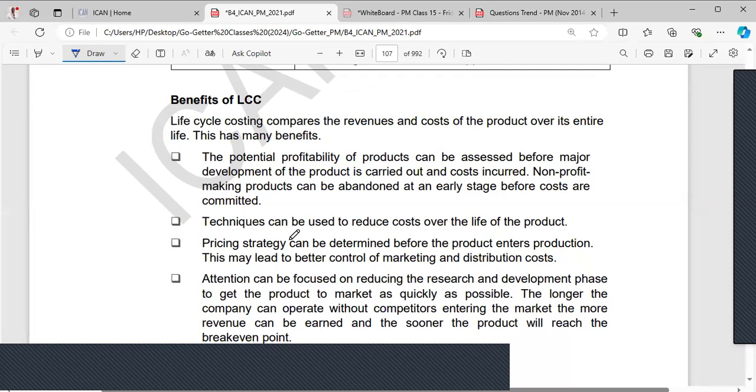Non-profit making products can be abandoned at an early stage before costs are committed. So as you are designing the product, you are assessing the profitability of the product, and you know whether you want to carry on with the product or not.